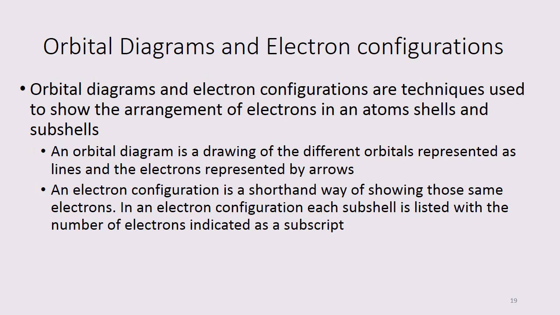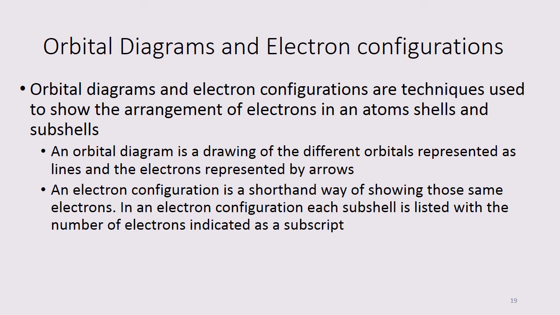as you can read, the orbital diagram is a drawing of the different orbitals. We represent those with lines. Sometimes you'll also see them represented as circles or squares. In this PowerPoint, they're going to be represented as lines. And we're going to represent the electrons as arrows. So an orbital diagram is sort of a picture of where all the electrons are in the atom.